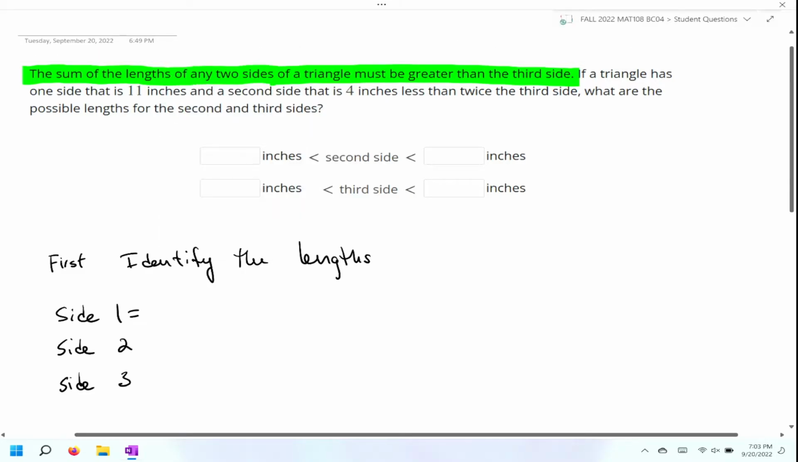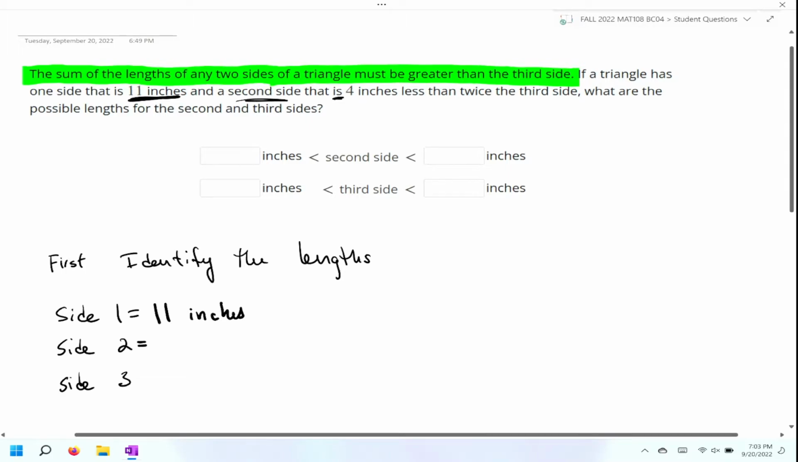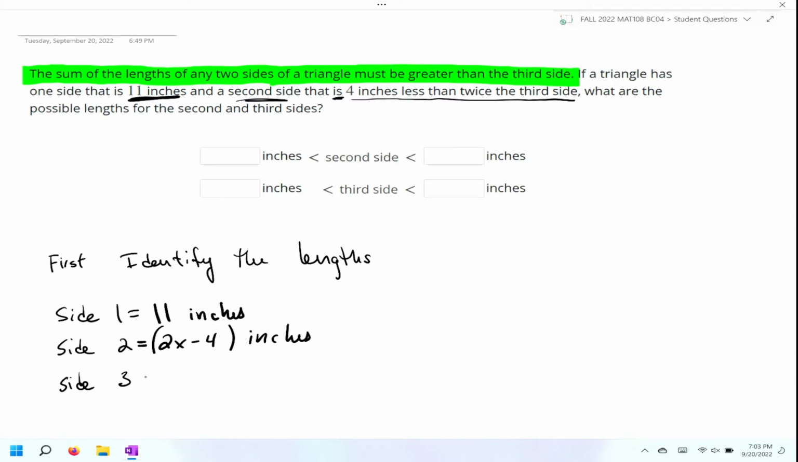Now, what we do know is this. We know one of the sides, we'll call it side one, or the first side, is equal to 11 inches. How do we know that? It's right here. It's given to us in the problem. We also know side two, a second side, is equal to 4 inches less than twice the third side. So 2x minus 4 inches. The only thing this problem doesn't tell us at all is the length of that third side. So when we don't know something in math, we abbreviate it as x.